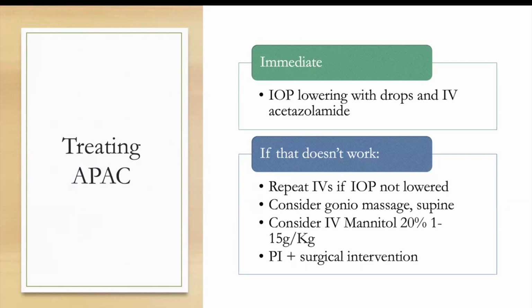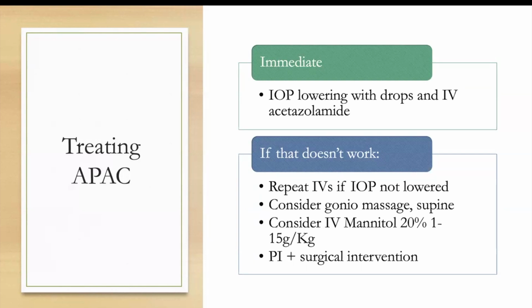And essentially, if that doesn't work, then you need to just repeat your IVs and try and bring that pressure down. There are other things that you can consider doing to try and reduce that pressure in the acute setting. So something like a gonio massage. So if you get a four mirror gonio lens, which sits only on the cornea, so it doesn't have that stilt that sits around the limbus.